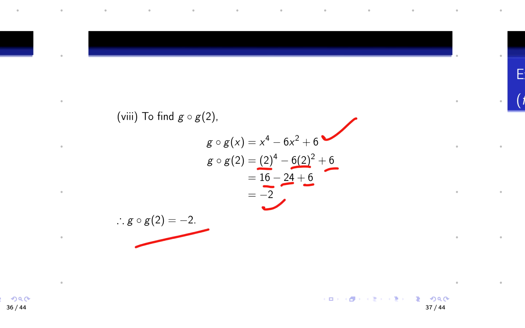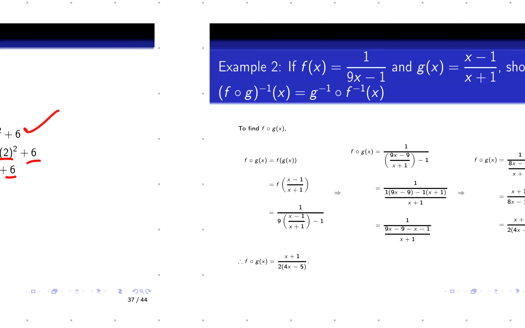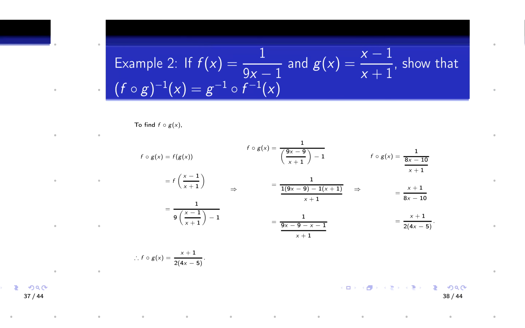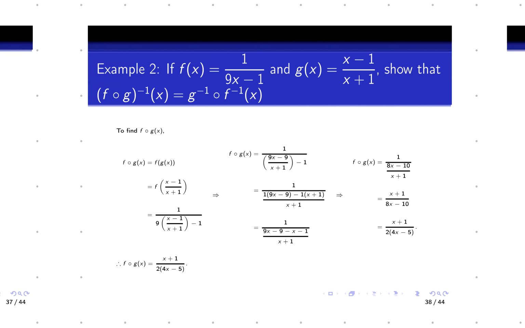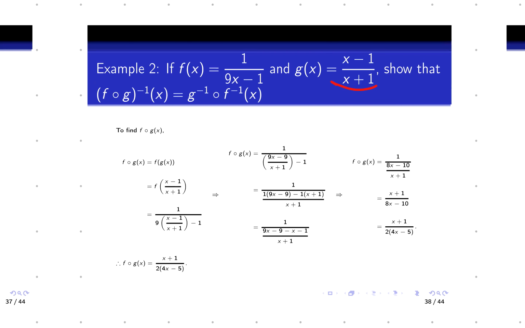All right. So something a bit more complicated, which is also very interesting. If f of x is 1 over 9x minus 1 and g of x is equal to x minus 1 over x plus 1, show that f of g inverse of x, that is, when you compose f and g together and you find their inverse, it's the same thing as when you find the inverse of g first and find the inverse of f next, and then compose the two of them together. That's a very interesting result.